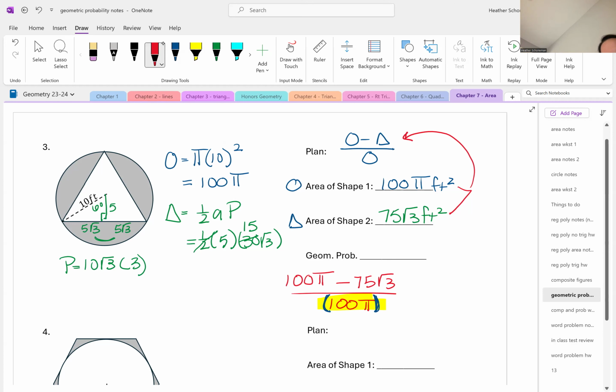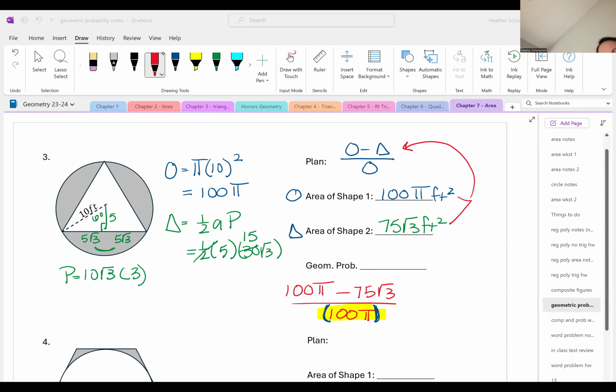So I'm going to clear this out. 100, oops, I hit the wrong thing. Try again. 100 pi minus 75 square root 3 and hit enter. Now when I divide, since I'm not dividing by just 100, I'm dividing by 100 and pi, I have to do parentheses, 100 pi, close parentheses, and then hit enter. So to the nearest whole percent, that 8 gets bumped up to a 9, so it's going to be 59%.